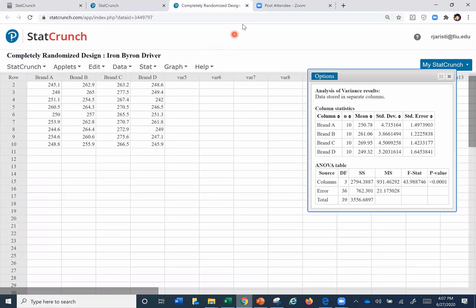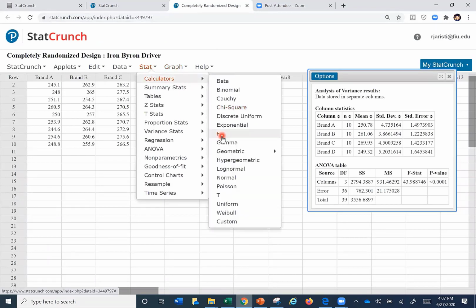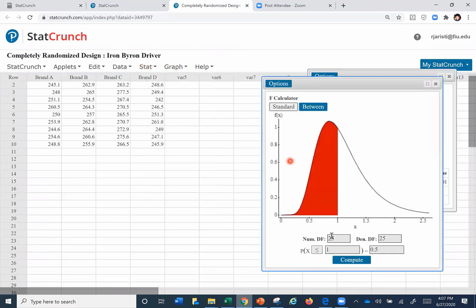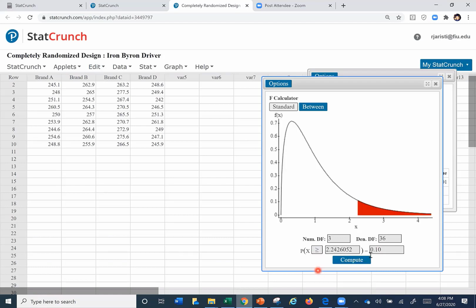Let's do it. Let's go to StatCrunch, Calculator, F distribution, and the degrees of freedom of the numerator will be 3, and the degrees of freedom of the denominator will be 36. Here we need to input the tail, which is 0.10, and this should be the tail to the right. When we click compute, we obtain this critical value.